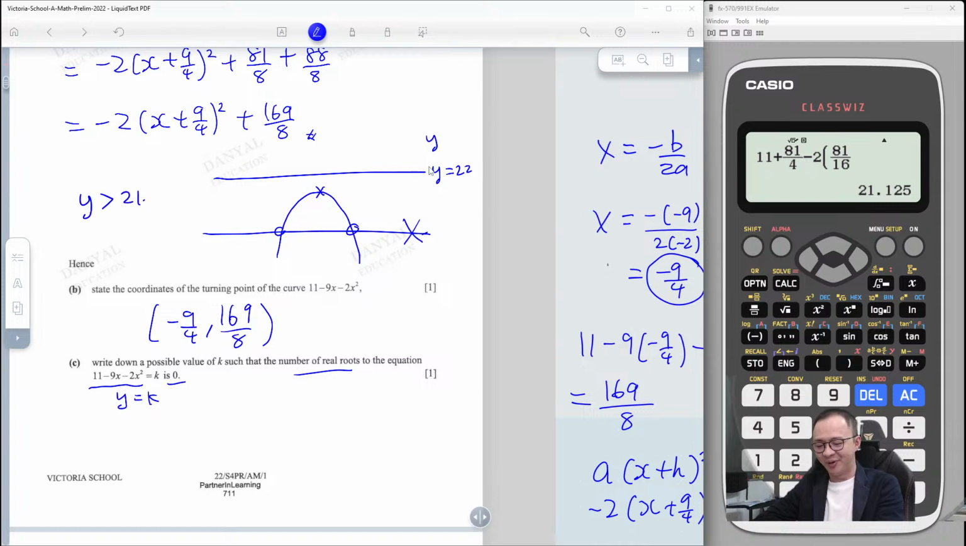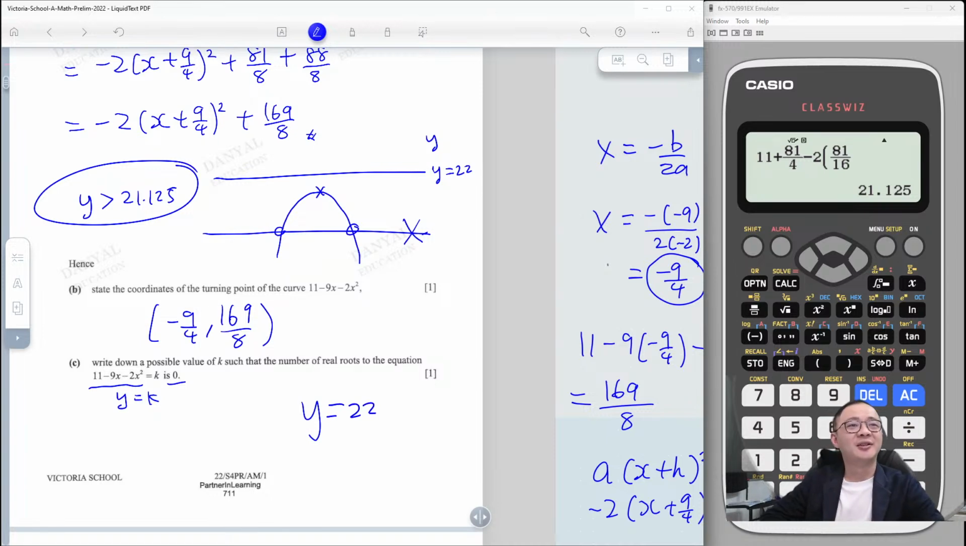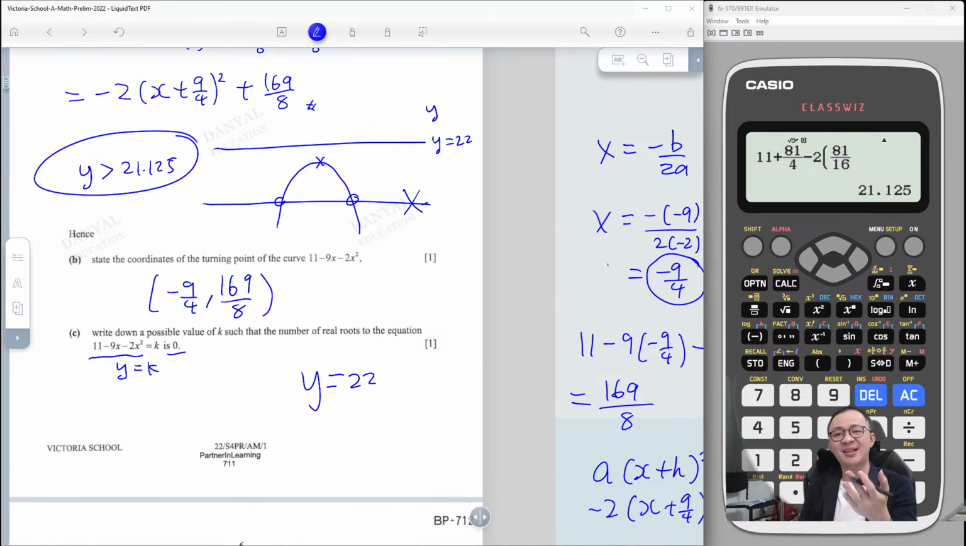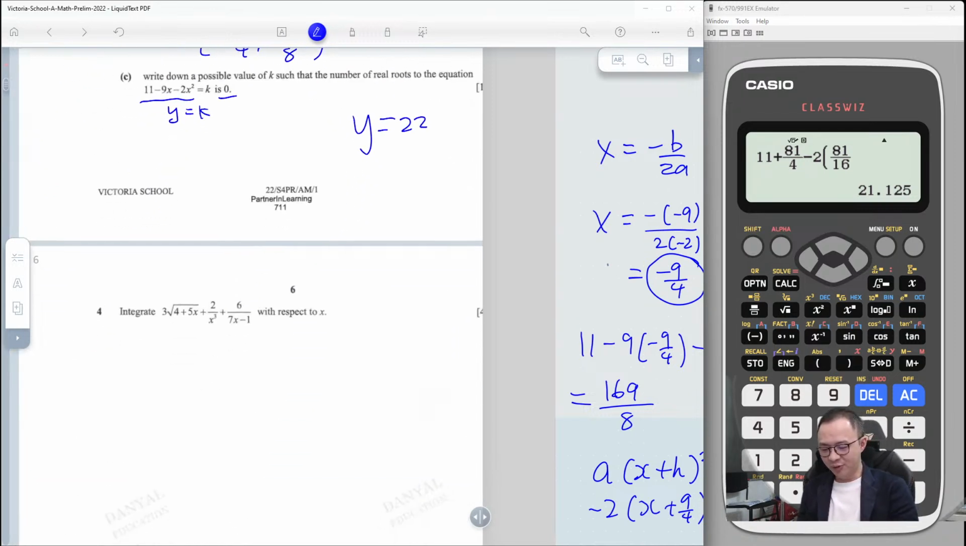bigger than 21.125. But does the question say they want an integer? Write down the possible value of k. Yeah, I think you can write this one if you want to. Or can they accept 22 or 23, 24? Or do they prefer an inequality here? Yeah, the marking scheme says k can be any number greater than the maximum value. So you can do 22, 23, 24 to prove that you understand that the stationary point is the maximum point. Okay, cool. Not that bad.